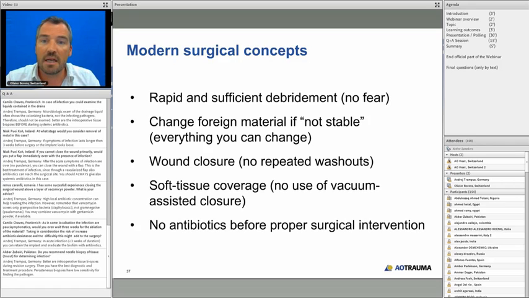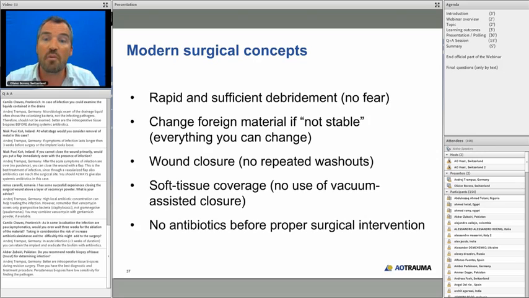So from the surgical point of view, what should we do? The first rule, and I think these are modern surgical concepts, which, by the way, were described as well by Martin McNally from Oxford, is that we have to have no fear. We have to do rapid and sufficient debridement. We have to cut out everything that looks infected, that is covered with pus and that doesn't look good. So we have no fear.